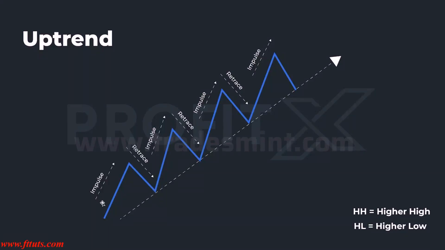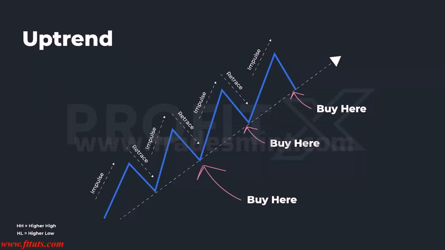So the uptrend is characterized by higher highs and higher lows, and you'll see an impulse movement, retrace, impulse, retracement, impulse, retracement, impulse, retracement. And as this is happening, what we're looking for is we are looking to get in on the impulse movements, because the impulse movements they offer the best reward, because this is where the institutions are entering. And then secondly, they're less risky.